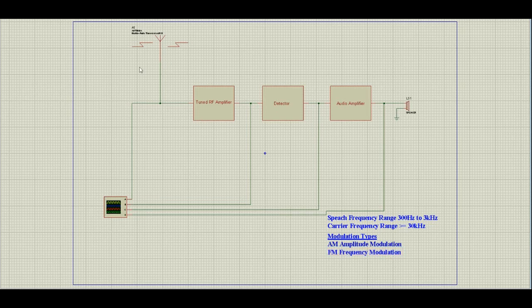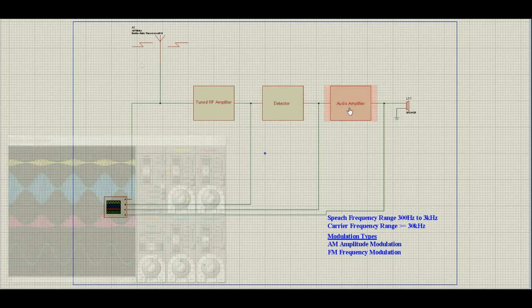Okay, let's take a look at what each of the blocks do in a block diagram, starting at the aerial. The aerial receives small RF signals or radio signals and passes them to a tuned RF amplifier. The tuned RF amplifier selects the required signal we want to listen to and amplifies it high enough to pass to a detector. The job of the detector is to recover the audio from the carrier. The audio is then passed to an audio amplifier, which then amplifies the signal large enough to drive a loudspeaker.